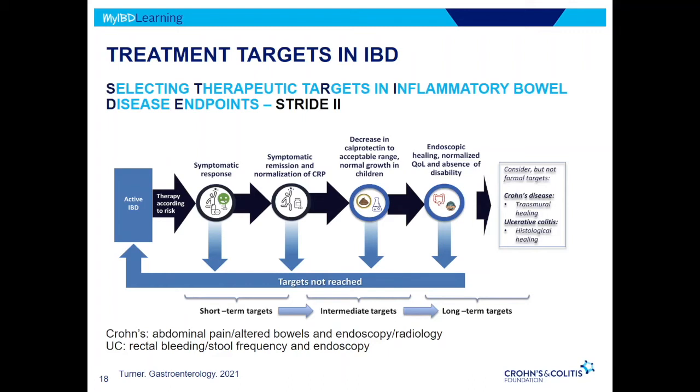And then the intermediate targets are not only to make sure that the symptoms go away completely, but also other things including normalization of blood tests for inflammation. And in the intermediate to long term, normalization of stool tests for inflammation. And in children particularly, to make sure that they achieve their normal growth pattern. And long term, to achieve endoscopic healing and improve quality of life and prevent disability.